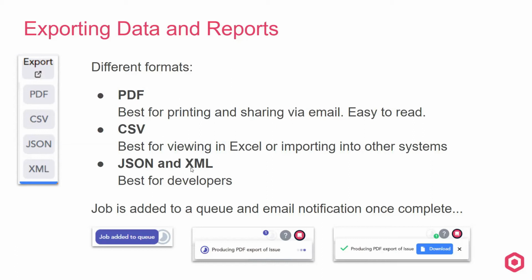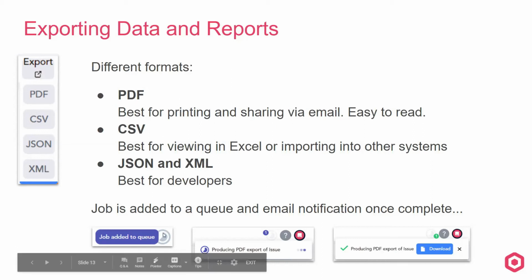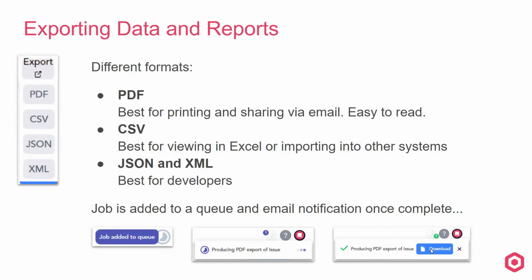When you do choose to export a report, at the top of the screen, you'll see a little indicator saying a job has been added to a queue. If you click on that button, it will show you the progress of that task. And at the end, when the processing is complete, you'll get a green indicator telling you that everything's done, and you can click to download your file. As well as downloading the file, you will also receive an email notification as well. So that's very easy to pick up from your email inbox.